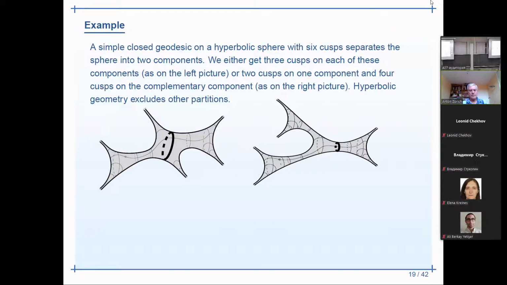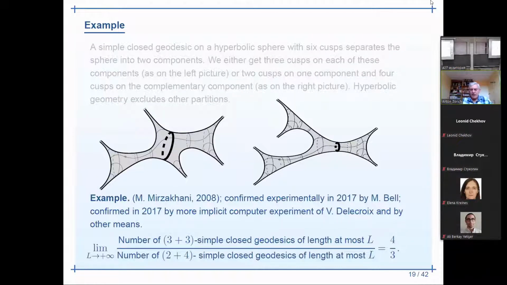For example, one of the examples which was calculated directly in the paper of Mirzakhani is this six-punctured sphere, as one which was presented at one of the first slides. For the six-punctured sphere, a simple closed geodesic can have either 3 cusps on both sides or 2 cusps and 4 cusps. And you can count how often you see the ones and the others, meaning that you consider all simple closed geodesics of length at most 1 milliard. There is a finite number of them. It's 1 milliard to a power, which was shown in the previous slide. So you count both of them, you divide one over the other, and you let 1 milliard tend to infinity. And what you get is 4/3.